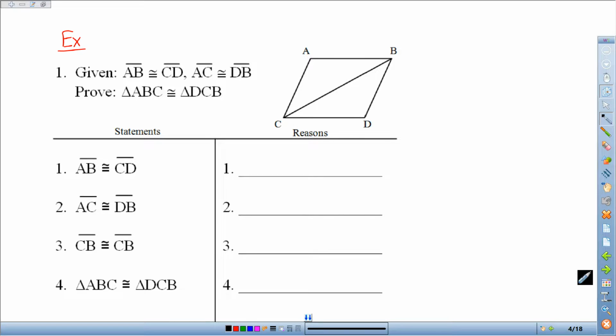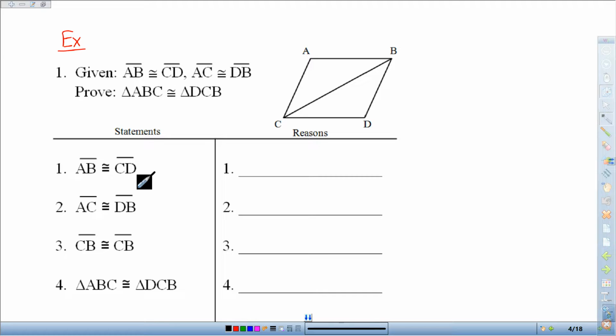Okay, so first thing, on this worksheet, all of the statements are given to us. That is not always the case when it comes to proofs. You guys will see eventually we will have problems that are not giving us the statements, and we'll have to fill them in. But for now, it's going to be given to us. Okay, so focusing on the reasons here.